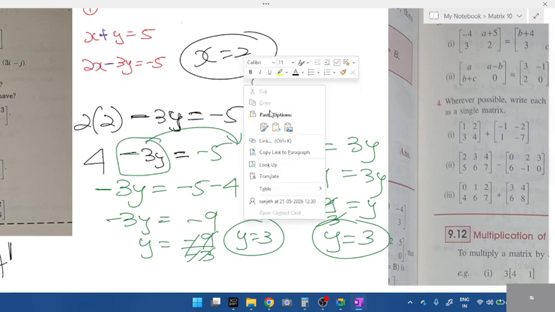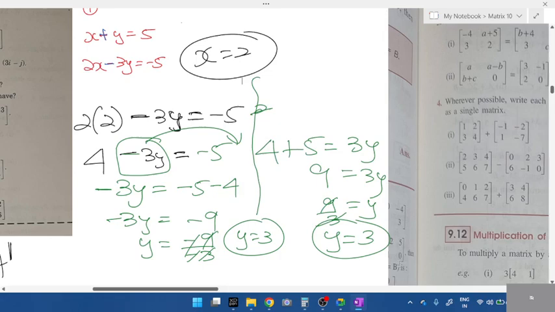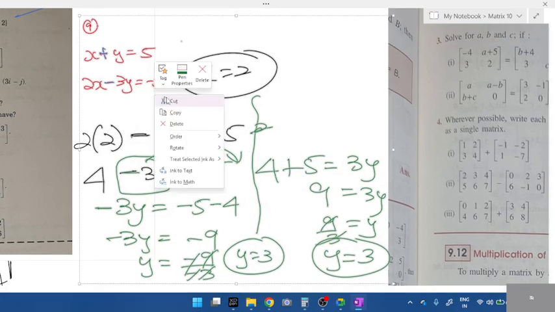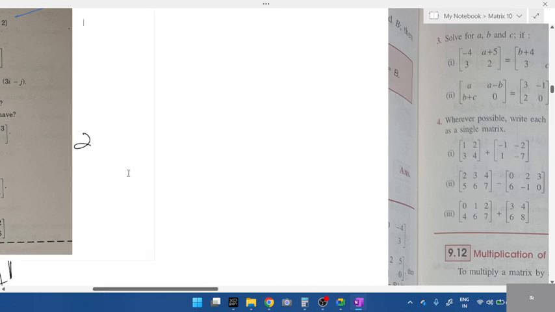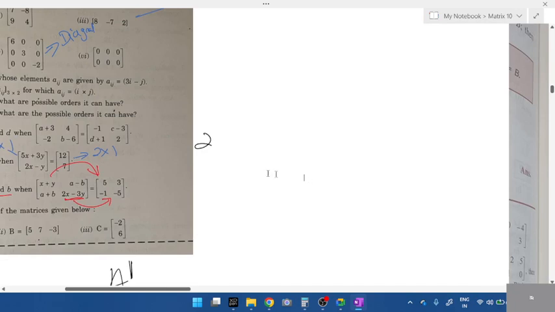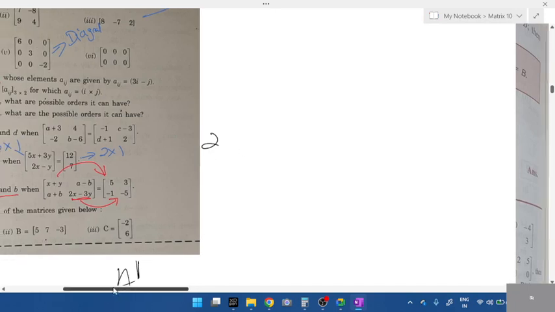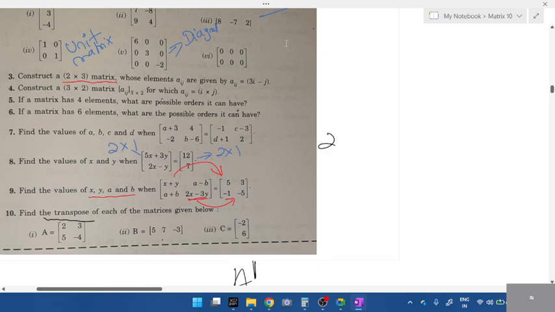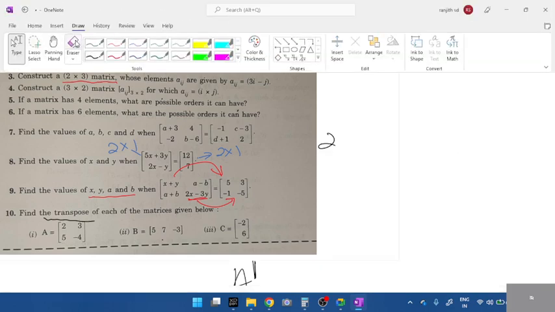Completed. Shall I erase? Okay. Last is the transpose one. See, if you compare, students, the meaning of transpose is the order gets changed. Order will get changed. Elements will get shuffled.